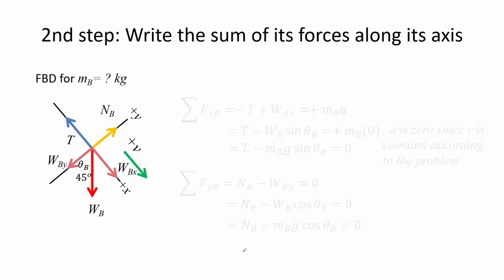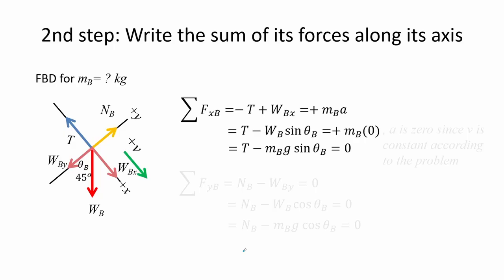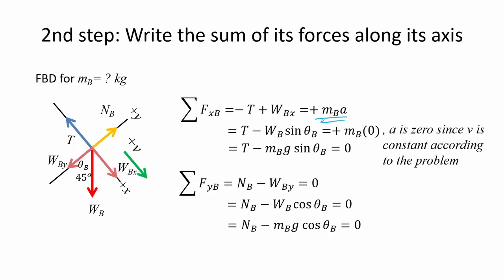For the unknown mass B, the sum of forces along the x-axis is equal to the tension minus the mass B times g times sine of the angle theta B equals 0. For the y component, it is the normal force B minus the mass of B times g times cosine of the angle theta B equals 0.